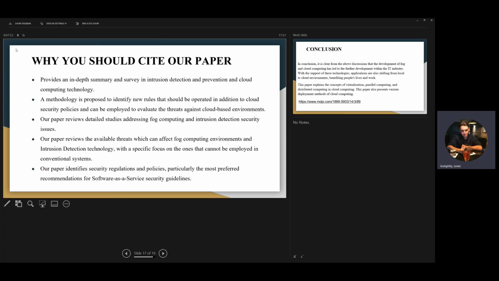Our paper reviews detailed studies addressing fog computing and intrusion detection security issues. Our paper reviews the available threats which can affect fog computing environments and intrusion detection technology, with a specific focus on ones that cannot be employed in conventional systems, and our paper identifies security regulations and policies, particularly the most preferred recommendations for software as a service security guidelines.